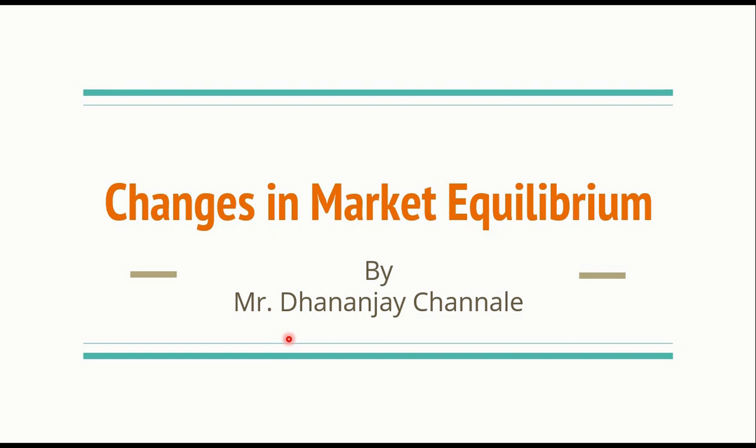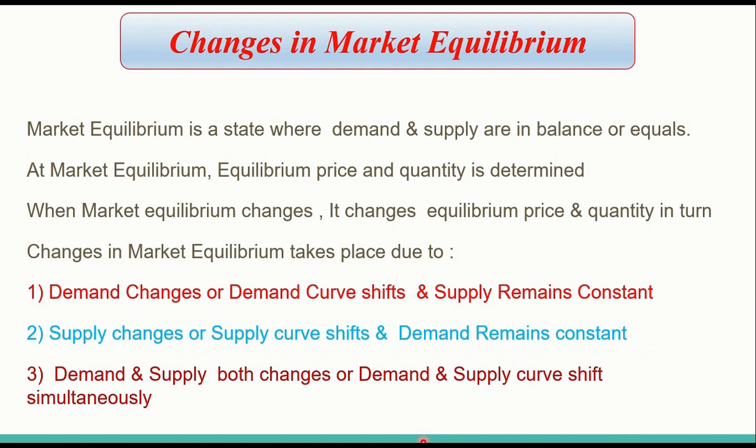In this lecture, we are going to learn about changes in market equilibrium. In the previous lecture, we have learned about the meaning of market equilibrium and how market equilibrium is achieved. The market equilibrium is a state where quantity demanded is equal to quantity supplied. At this state, the equilibrium price is determined in the market. At a market equilibrium state, there is no tendency to change in price and quantity.